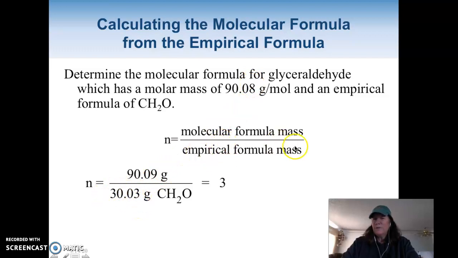This is its empirical formula mass. That's 1 carbon, 2 hydrogen, and 1 oxygen added together. That's where I get the 30. So I get a 3. So then I take this times 3.